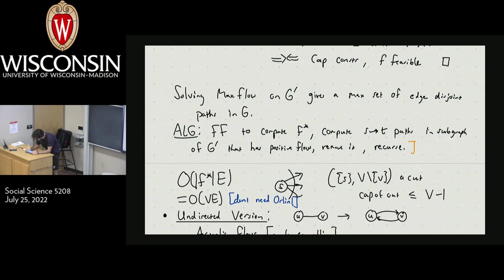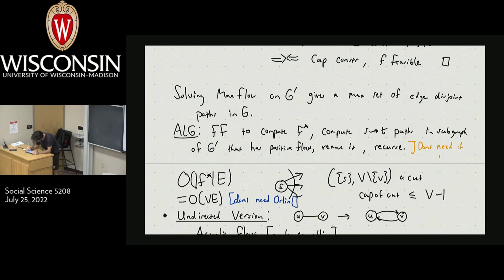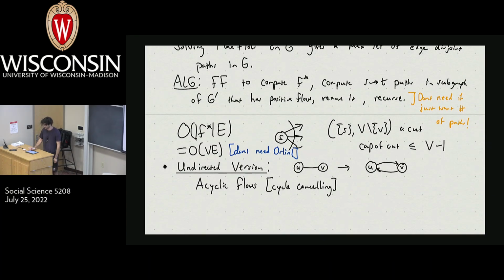So you don't even need it if you just want the number of disjoint paths. If you just want the number of disjoint paths and not the actual paths themselves, then all you have to do is just run Ford Fulkerson basically on the original graph. So you do literally no work at all. It's great. So any questions about this?